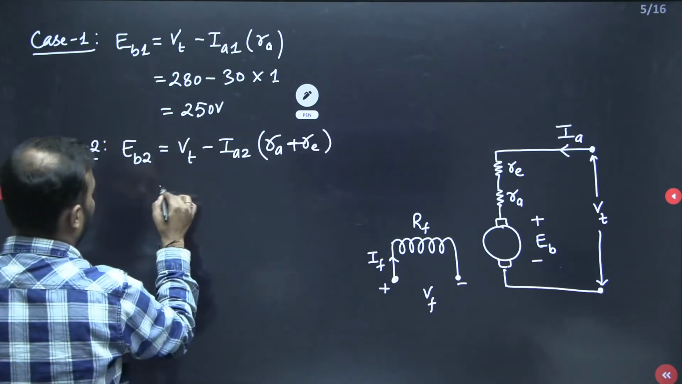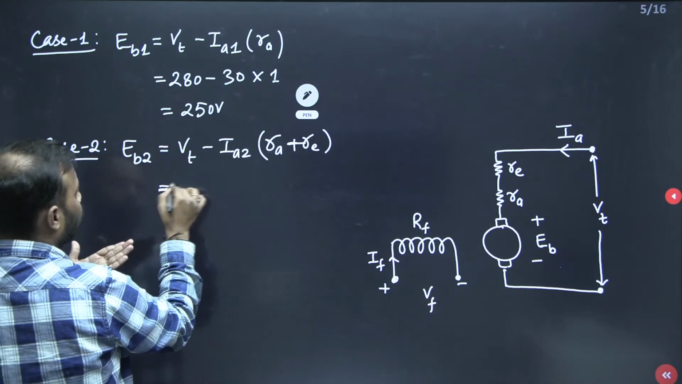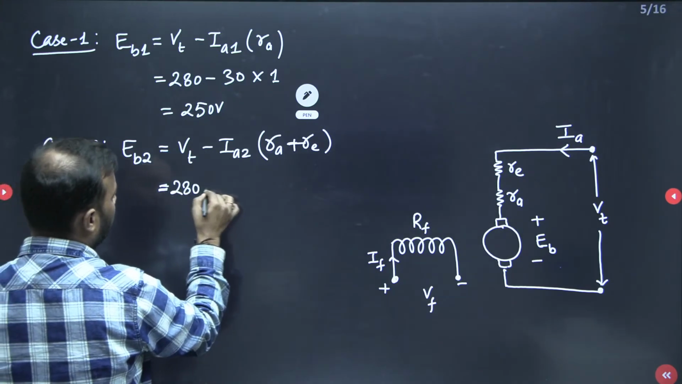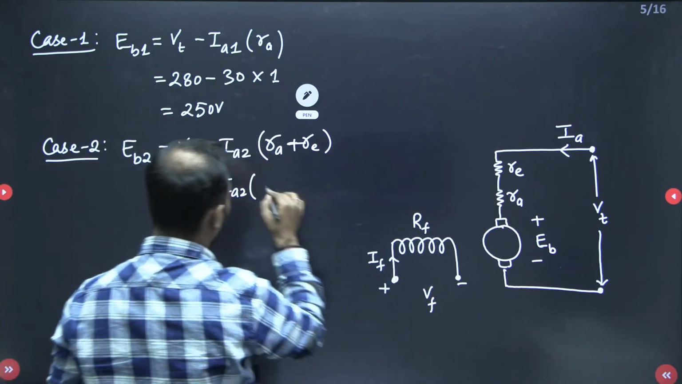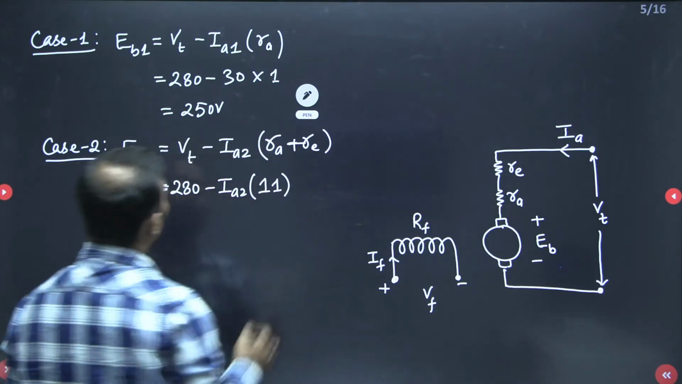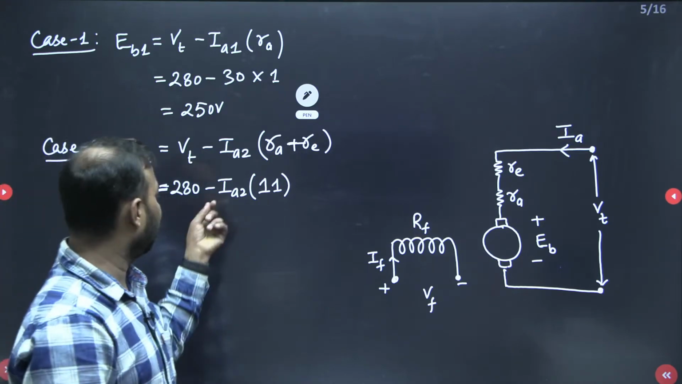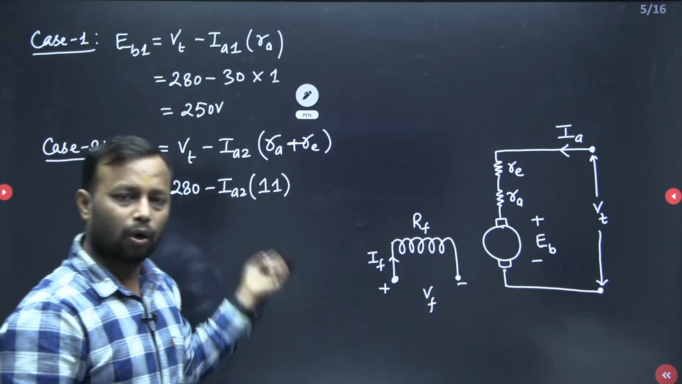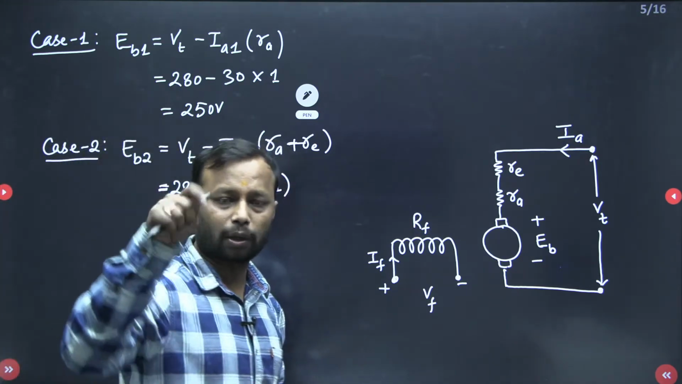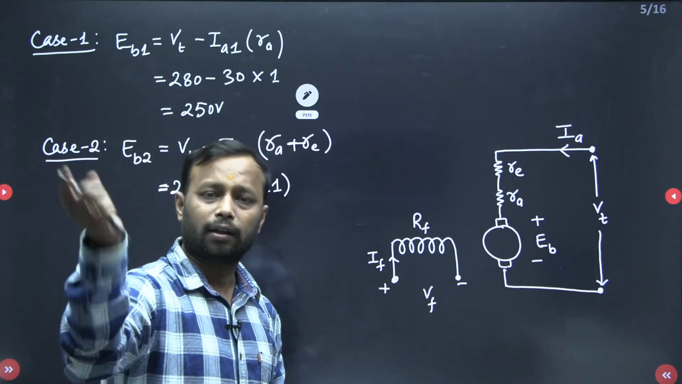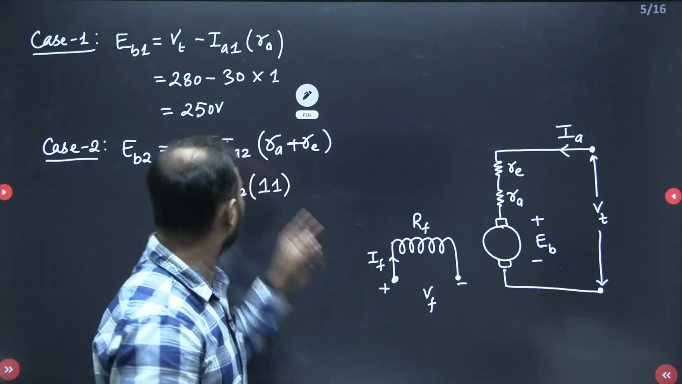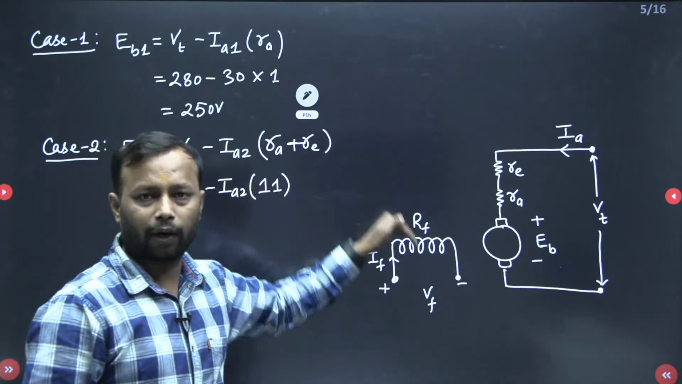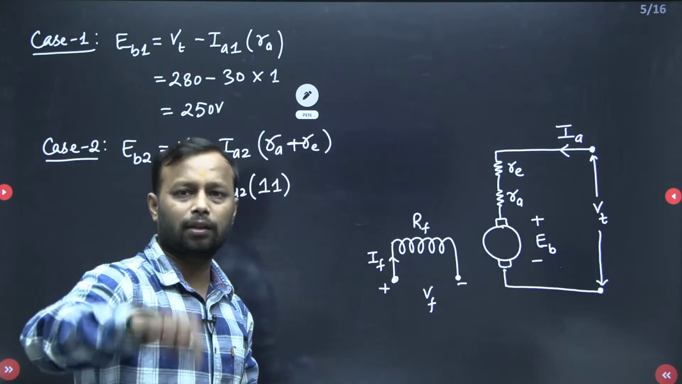Now this EB2 is unknown, that we need to calculate. VT is 280 minus IA2, which is unknown, and RA plus RE is 1 plus 10, this is 11. So here we have IA2 as unknown, so we will use the torque equation. If you want to find the current, use the torque equation. If you want to find the speed, we will use the back EMF equation. After a couple of times, you will come to know why I am saying this.